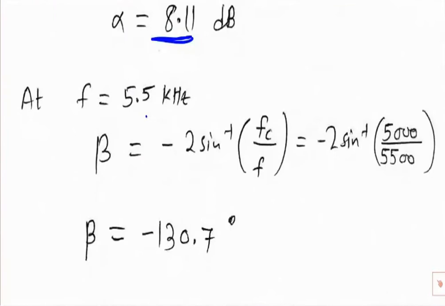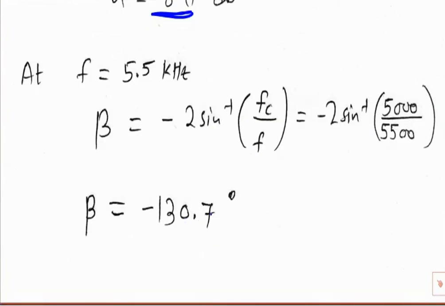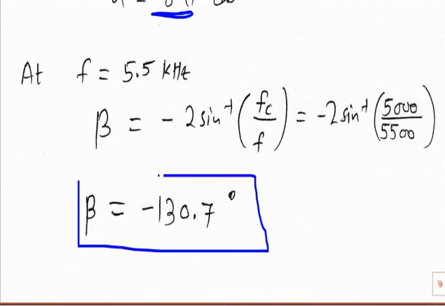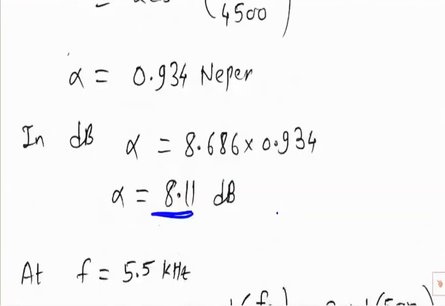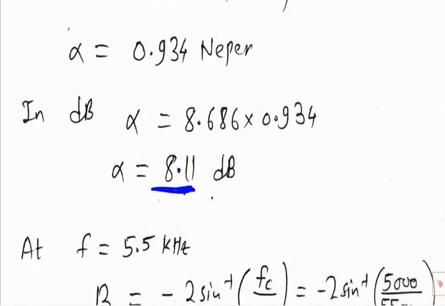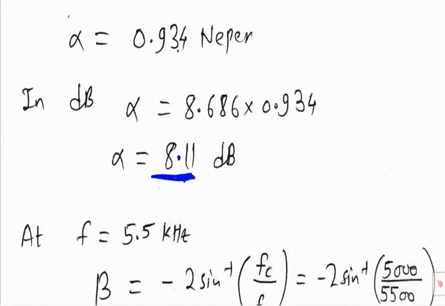Then we have to calculate the phase shift also. Phase shift is minus 2 sin inverse fc by f. Put the value of f, put the value of fc. It comes out as minus 130.7 degree. So this is the final answer. Use the calculator, get the values. I expect that you should also calculate all these values. Even though the answers are provided directly, just do not watch the video. Use the calculator and see whether you are getting the same value or not, because in the exam the question will come with different values. So you should be able to calculate the values accurately on the calculator. Okay. Thank you.